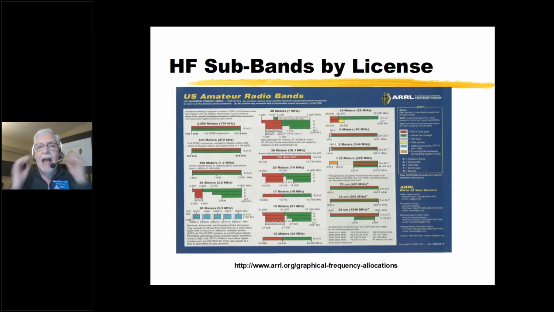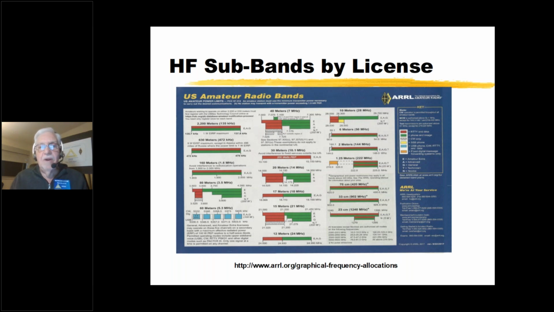How do you keep track? I have one of these handy dandy charts sitting on my desk. I'm an extra class operator. I can go anywhere that I want, but I keep this on my desk so I know where other operators are permitted to go. So for example, if I'm in a contest and I want to make sure that I get as many general class operators as I can, I will generally put down my CQ in the general subband.